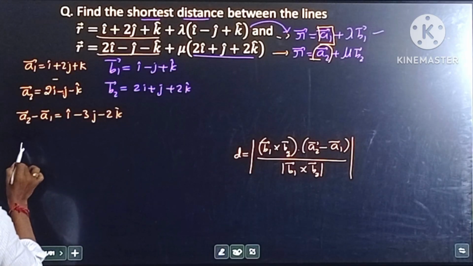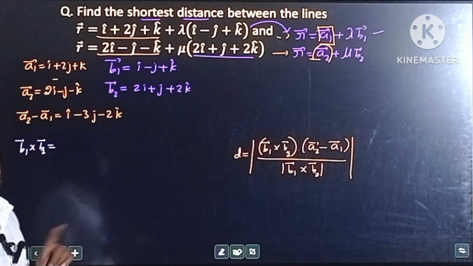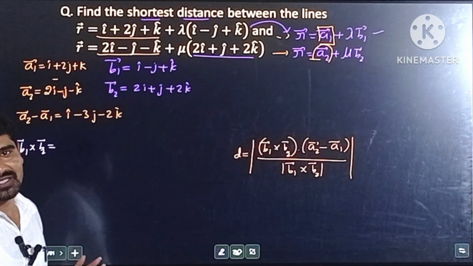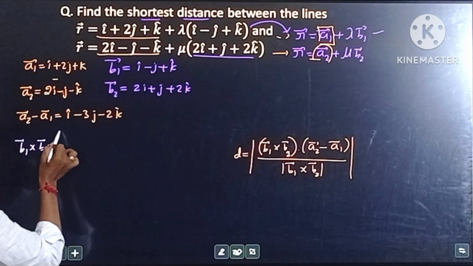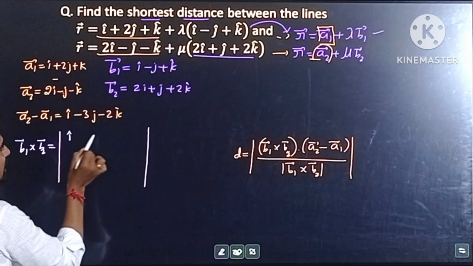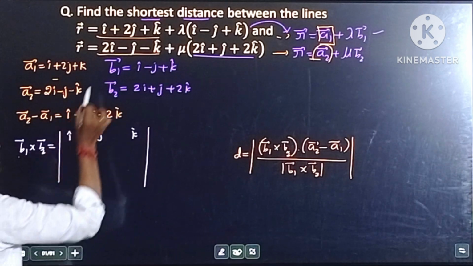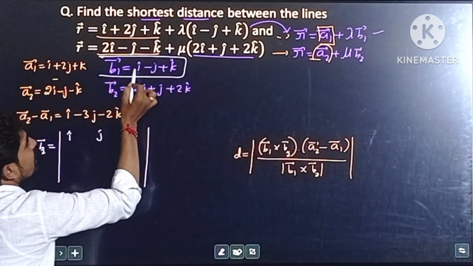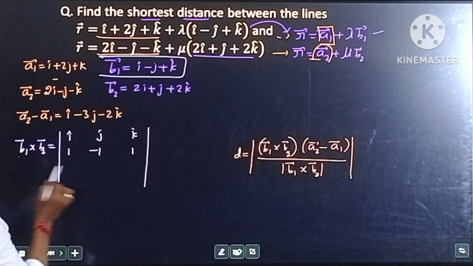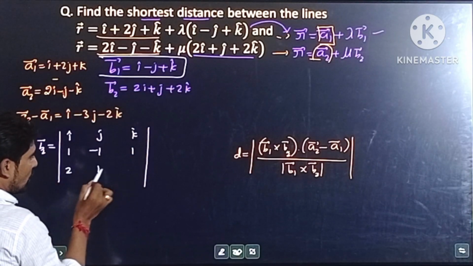Now b1 vector cross b2 vector is the cross product of two vectors obtained by using the determinant method. We have already studied this in the vector algebra chapter. So b1 vector cross b2 vector is the determinant where the first row is the unit vectors i, j and k, the second row is the coefficients of i, j, k in b1 vector, that is 1, minus 1, 1, and the third row is the coefficients of i, j, k in b2 vector, that is 2, 1, 2.